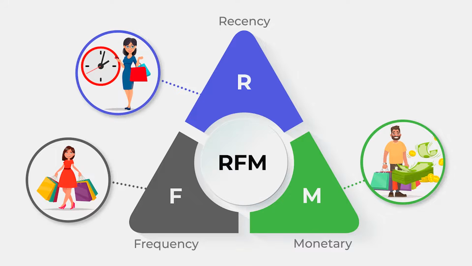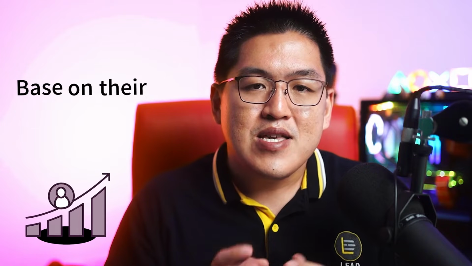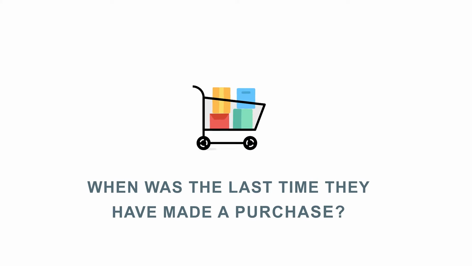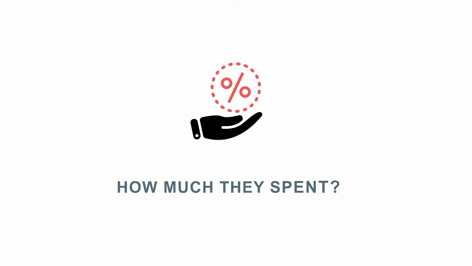RFM stands for Recency, Frequency, and Monetary. It's a scoring matrix that allows us to segment customers based on their spending habits. When was the last time they made a purchase? How often do they purchase? And how much do they spend?